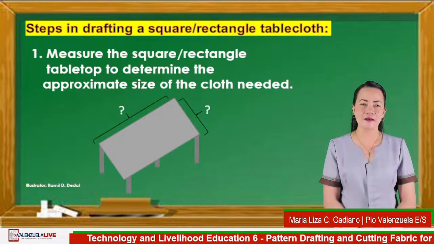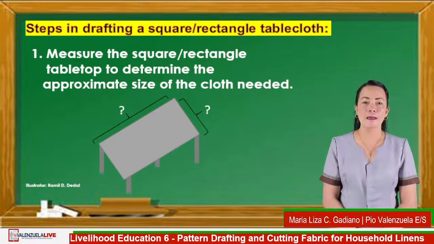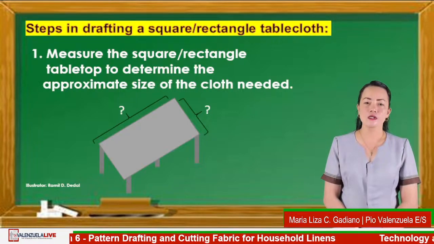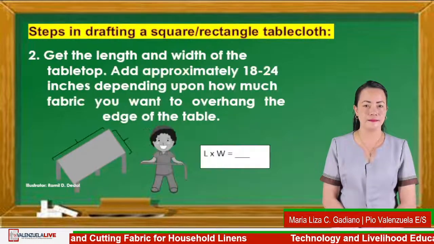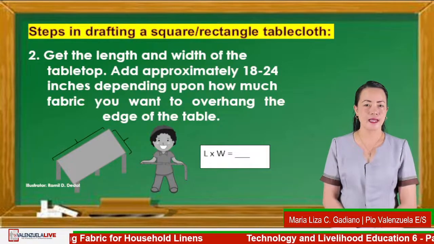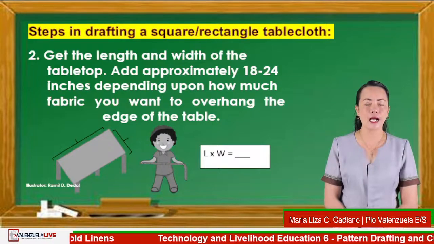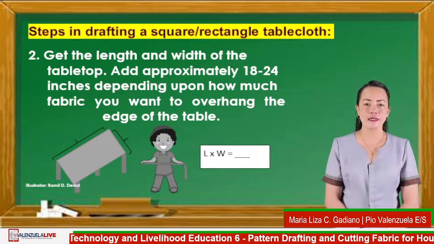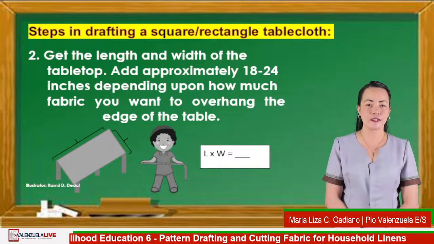Steps in drafting a square or rectangle tablecloth. First, measure the square or rectangle tabletop to determine the approximate size of the cloth needed. Second, get the length and width of the tabletop at approximately 18 to 24 inches, depending upon how much fabric you want to overhang the edge of the table.